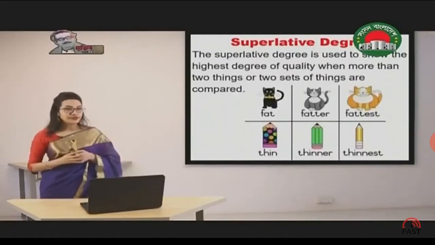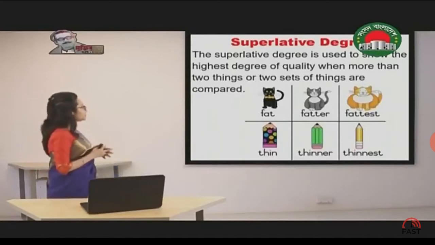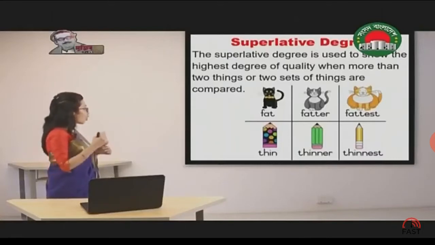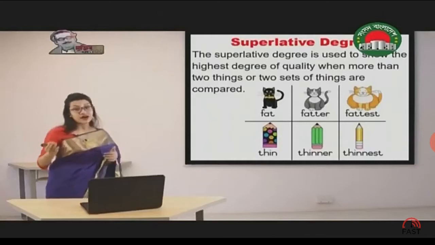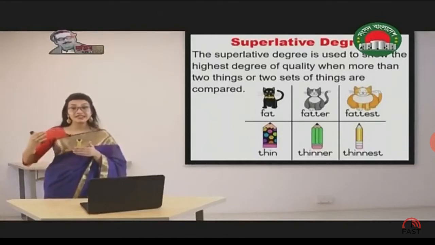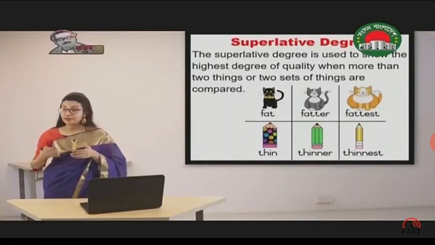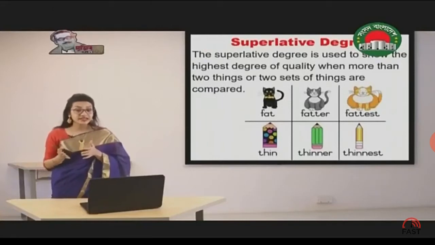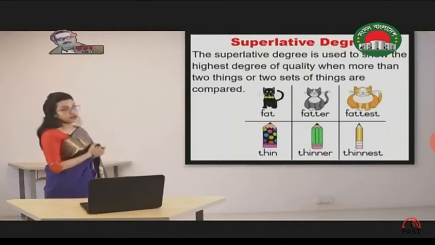Then what is superlative degree? The superlative degree is used to show the highest degree of quality when more than two things or two sets of things are compared. So if the comparison is made among more than two persons, it can be 3, it can be 4, it can be among many. In these cases, we are going to use superlative degree.